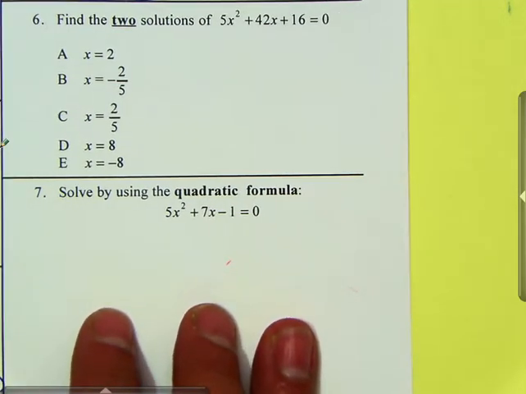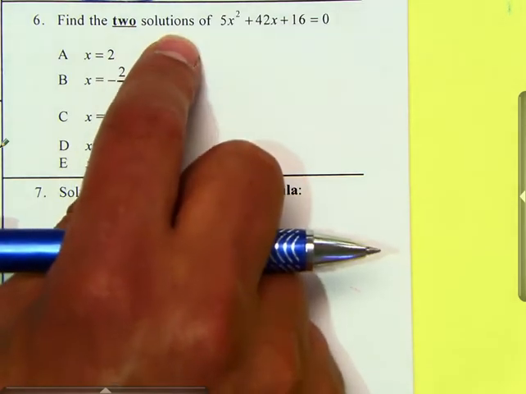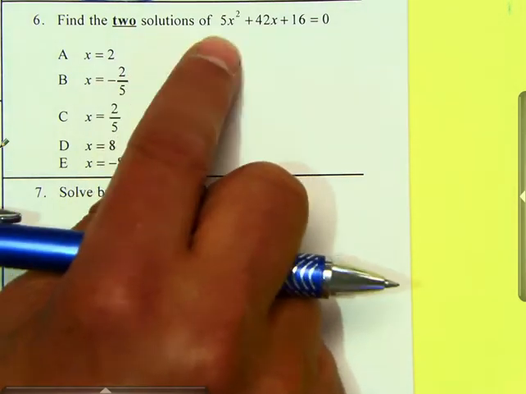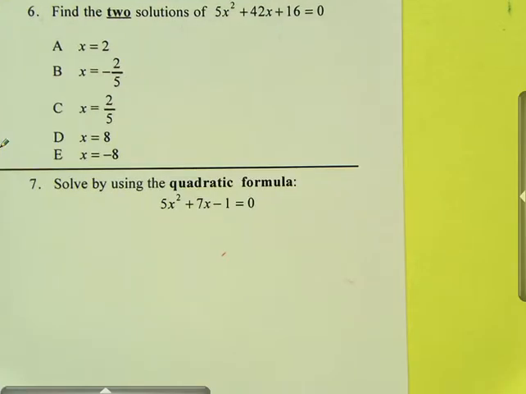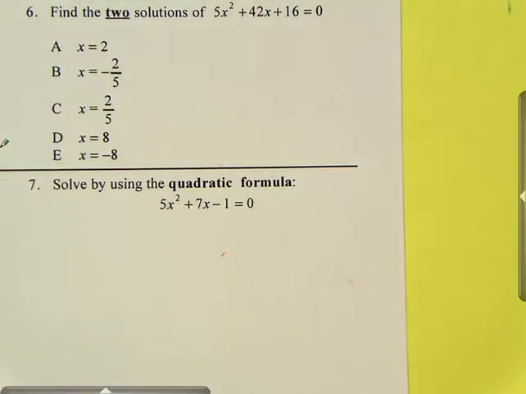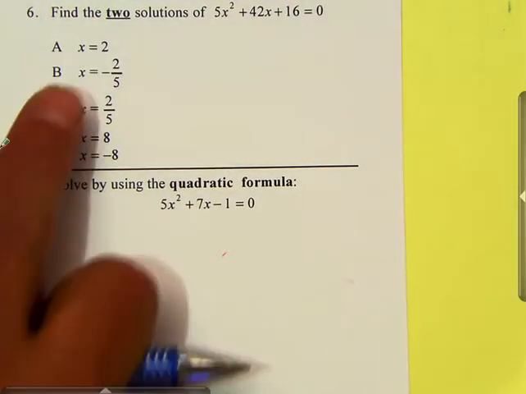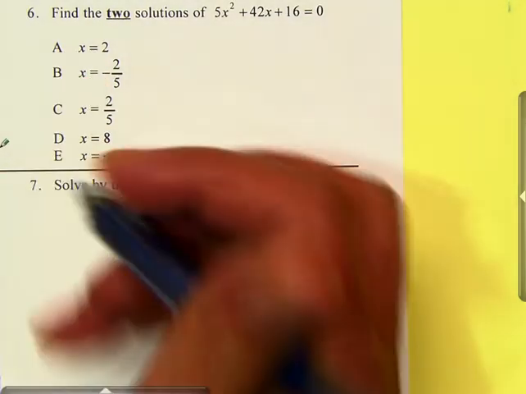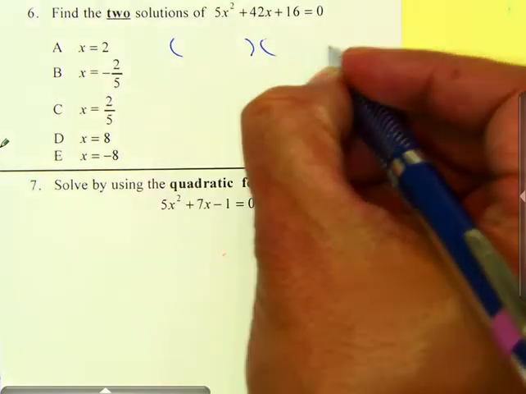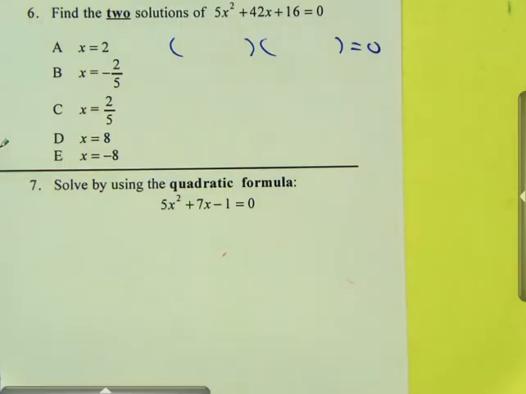Problem number 6. Find the two solutions. It's a quadratic equation, and notice that it doesn't tell you whether you need to use the quadratic formula, completing the square, or factoring. But by looking at your answers, since we have whole numbers and fractions as part of your answers, we should be able to factor this out. See if you can factor it.